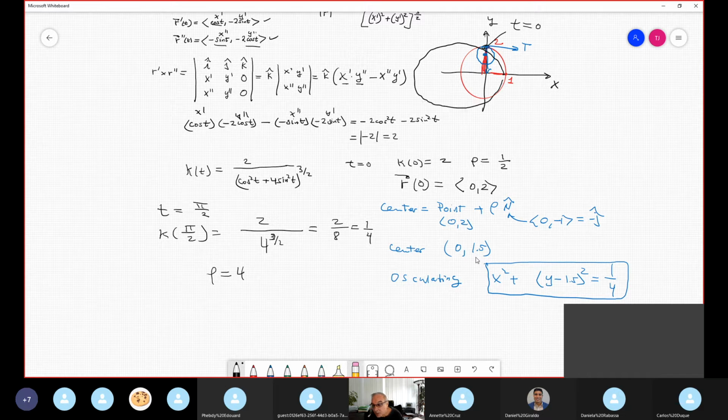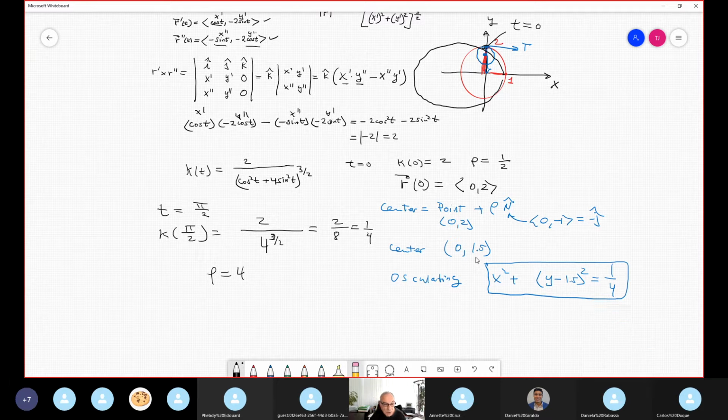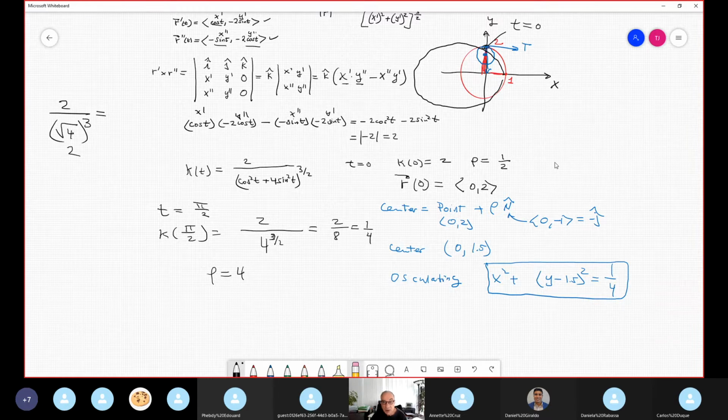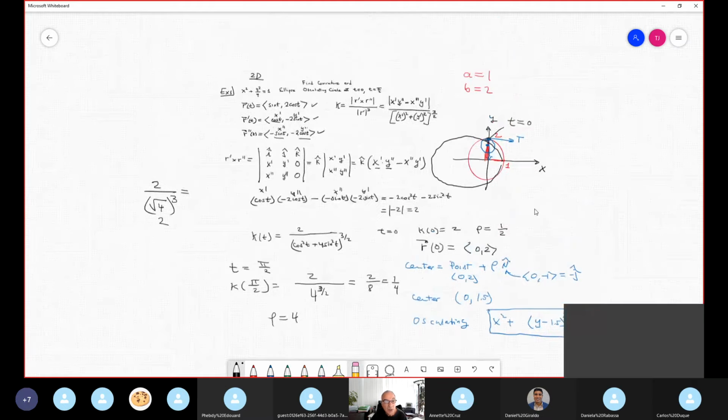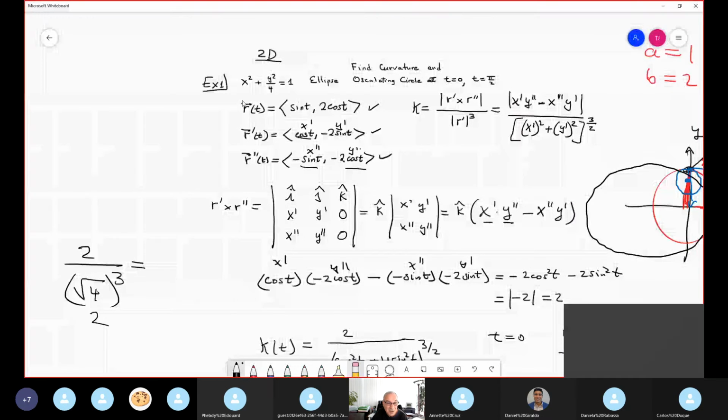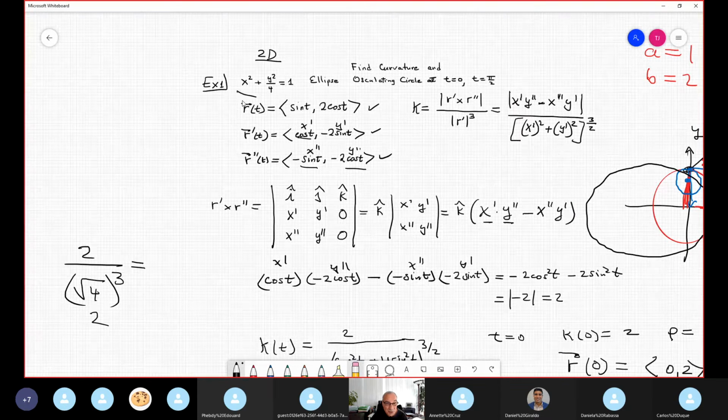Why 1 over 4, Professor? It is 2 divided by the square root of 4 raised to the cubic power. The square root of 4 is 2, and 2 to the cubic power is 8. The original equation has y over 4. Yes, of course, but in the parametric form. The original equation, I omit the explanation because I suppose that you know that. Okay, this is the original equation.